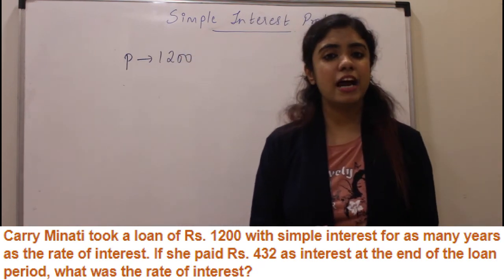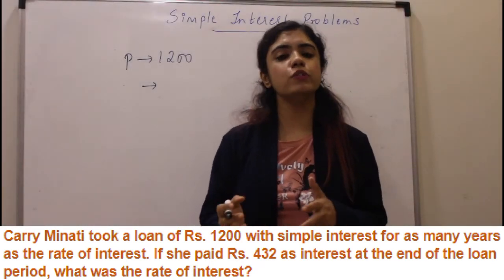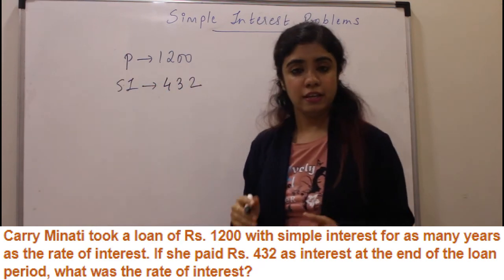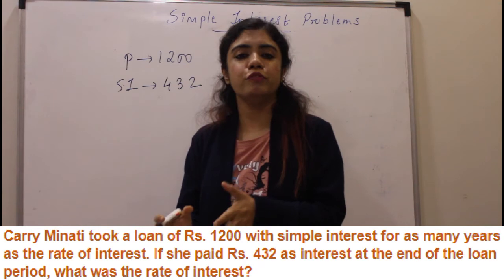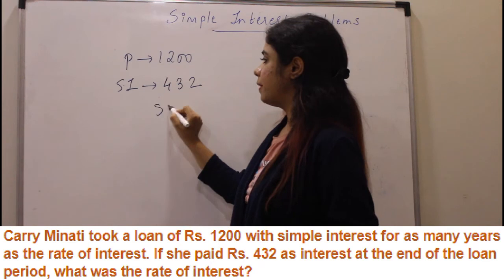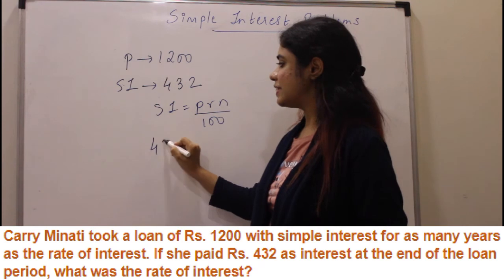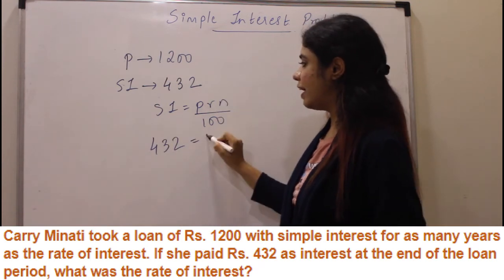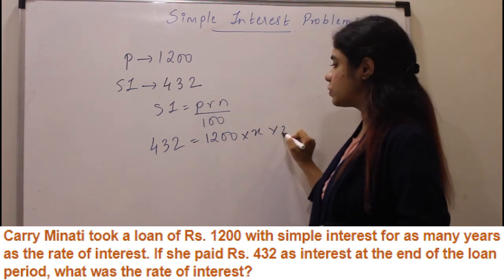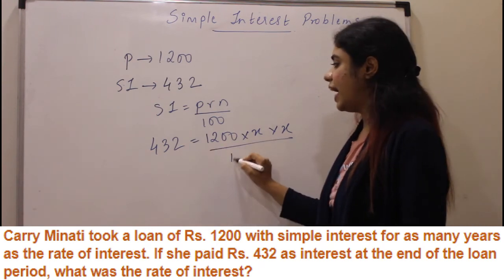The interest which he had to pay at the end of the loan period was 432 rupees. So 432 was the simple interest. They are saying the rate of interest and the number of years is the same. So what is that value? Okay? So let's understand. Simple interest is PRN upon 100. Simple interest is 432. Principal value is 1200. Suppose if the rate is X, the number of years will also be X because as many years as the rate of interest, upon 100.